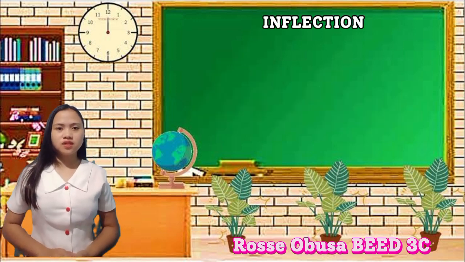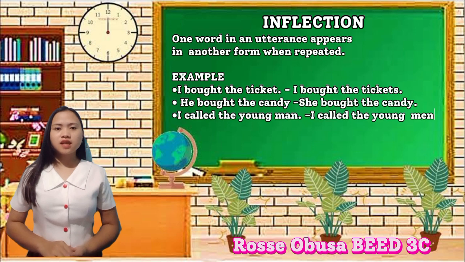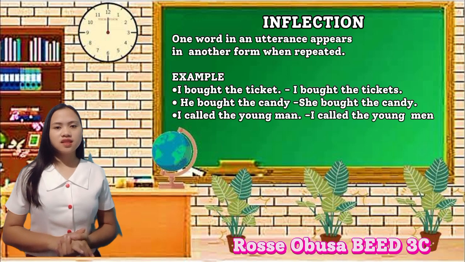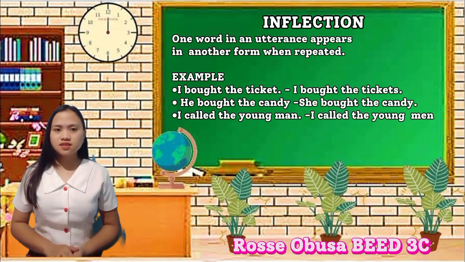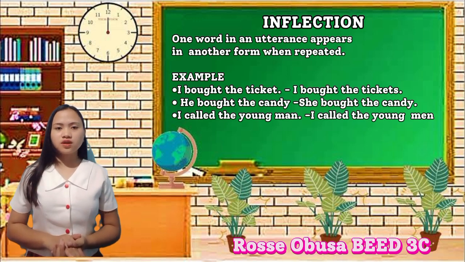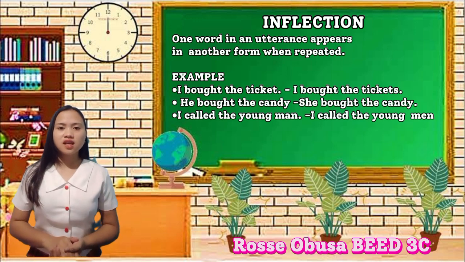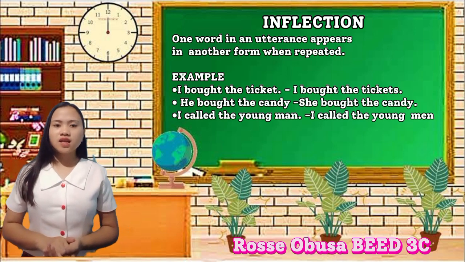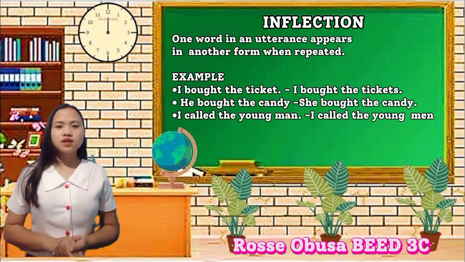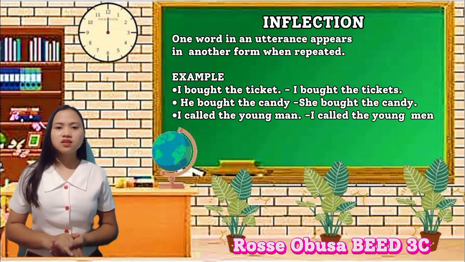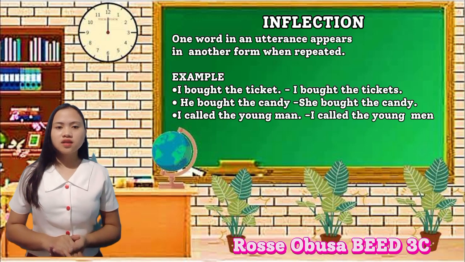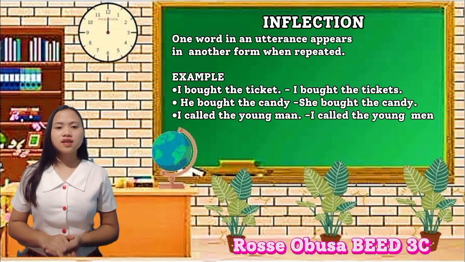Next is inflection. One word in an utterance appears in another form when repeated. So when the teacher says, I bought the ticket, and instructs the students to change the word ticket to its plural form, the students will say, I bought the tickets. Next, the teacher will utter the sentence, he bought the candy, and instruct the students to change the pronoun he to its opposite. So the students will say, she bought the candy.